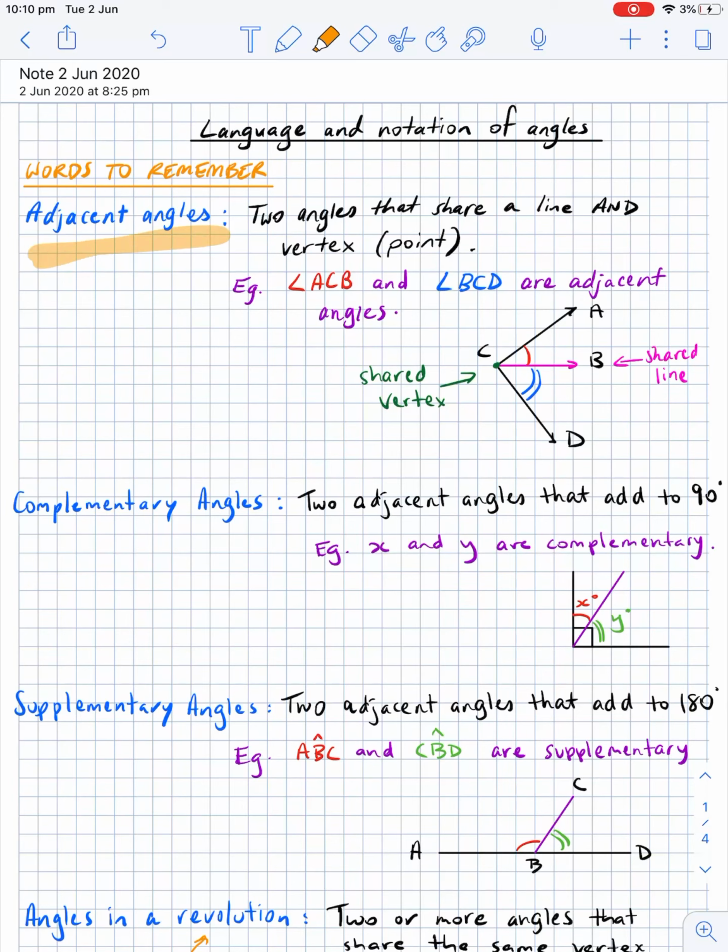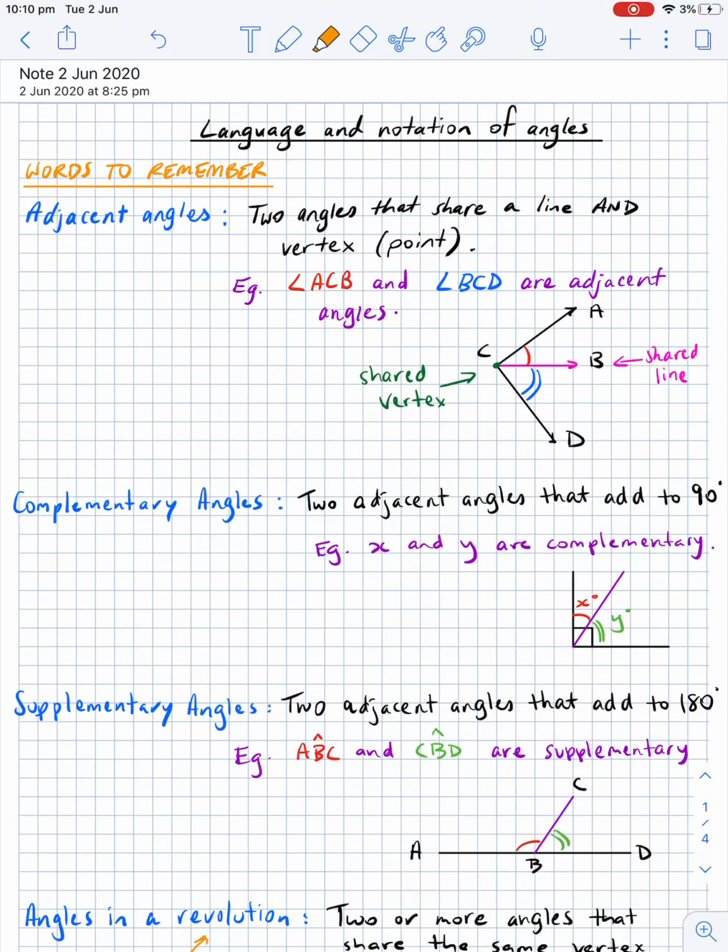Okay, so first up, adjacent angles. They are two angles that share a line and vertex. So they have to share a line and a vertex, both things. And the vertex is another word for the point of an angle. For example, angle ACB and BCD are adjacent angles.